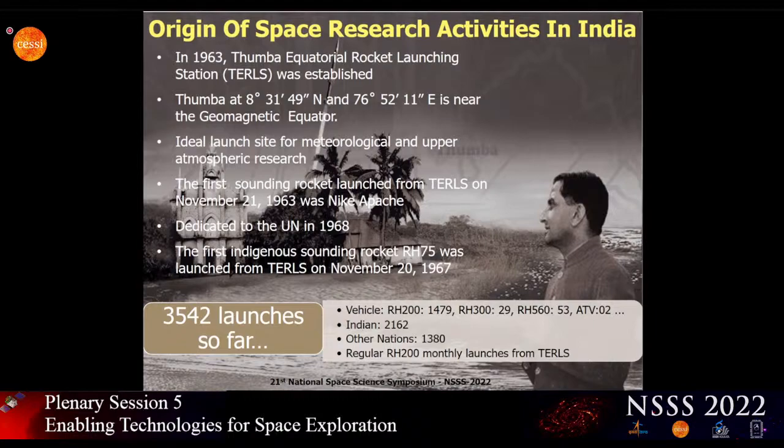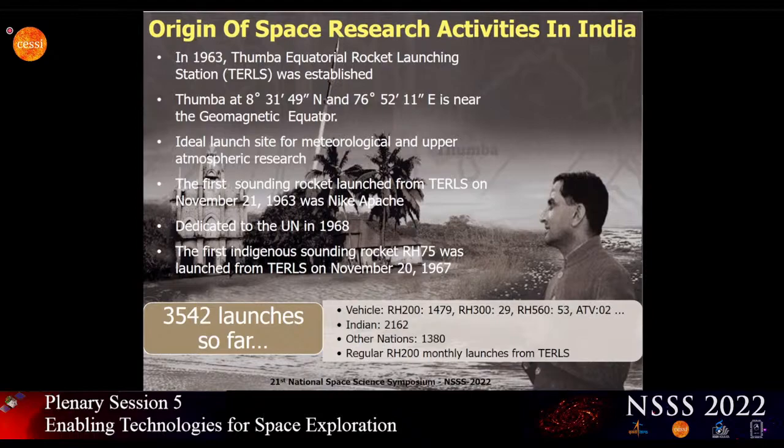The first sounding rocket was launched from Thumba on November 21st, 1963, as a Nike Apache sounding rocket from the United States. Parallelly, the indigenization of sounding rockets development was also taken up and successfully launched on November 20, 1967 with a very small sounding rocket, the RH-75. Further, the Thumba facility was dedicated to the United Nations in 1968, and after that, we have had 3,542 launches so far of our various vehicles which have developed on the way.